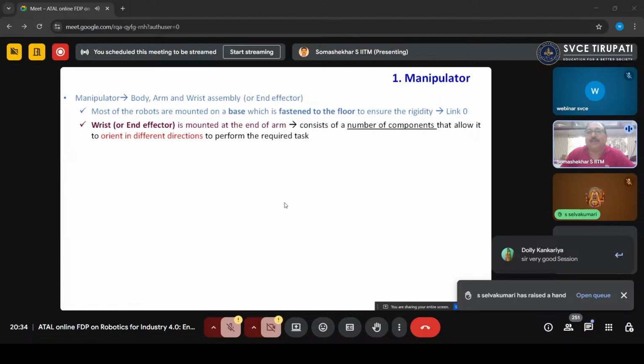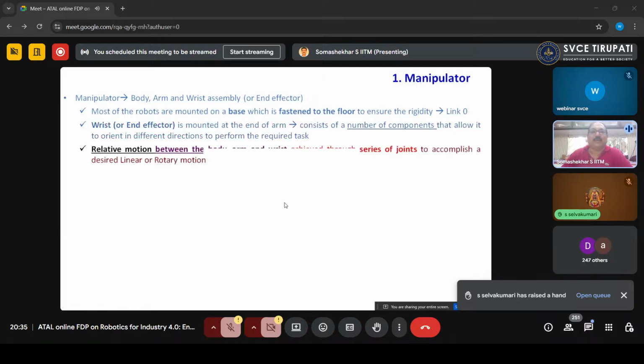The base is very important, where you have to attach your shoulder and arm, which is a rigid body. Link zero it is. The wrist has the end effector mounted to the end of the arm through the face plate and some hardware like nuts and bolts, whatever it is. This is used to orient the object. Please note this, the relative motion between the body, arm, and wrist is achieved through a series of joints to accomplish the desired task.